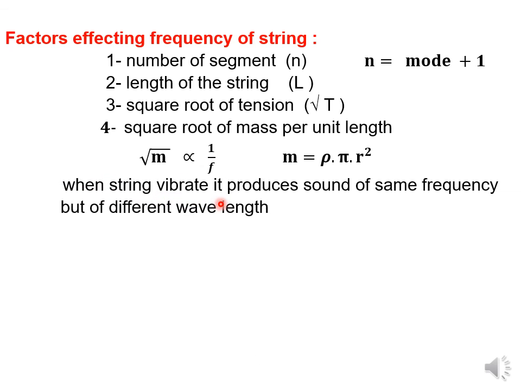When a string vibrates, it produces sound of the same frequency but of different wavelength. The velocity of sound in air equals lambda times frequency, as we know before, while the velocity of the wave in the string is calculated from root tension divided by root mass per unit length, with tension in Newton and mass per unit length in kilogram per meter.